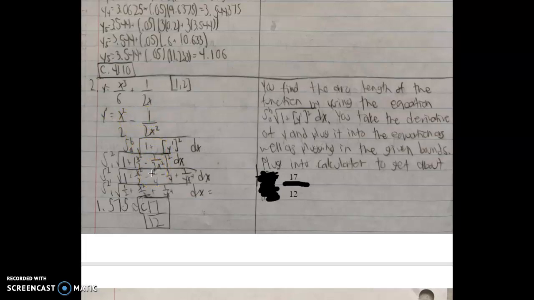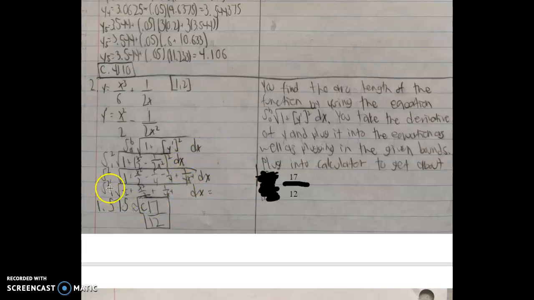And plugging that into the formula that we just read, as well as the interval values from 1 to 2, the integral of the square root of 1 plus x squared over 2 minus 1 over 2x squared, dx. I then FOILed out the derivative of y squared to make it easier to plug into the calculator, which got me to here.